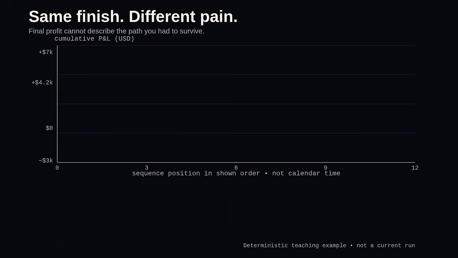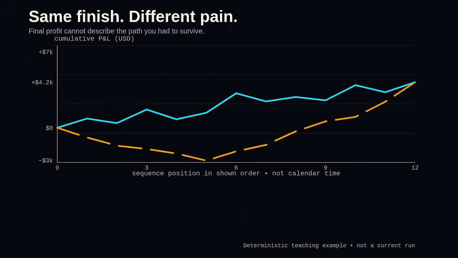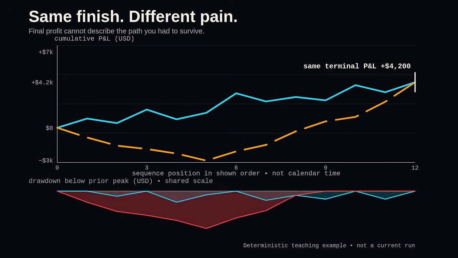Picture two backtests that finish with the same dollar profit. One climbs steadily, the other falls into a hole deep enough to make you stop trading before it recovers. Now imagine they contain the exact same gains and losses, only the order differs. Did the backtest look safe because those trades arrived in a fortunate sequence? Final profit cannot answer that.